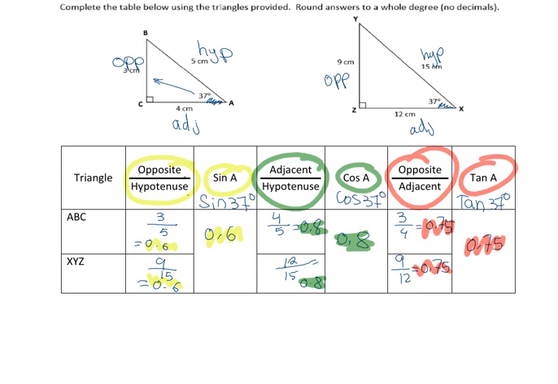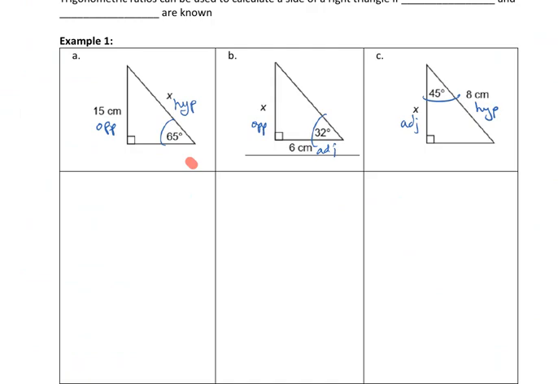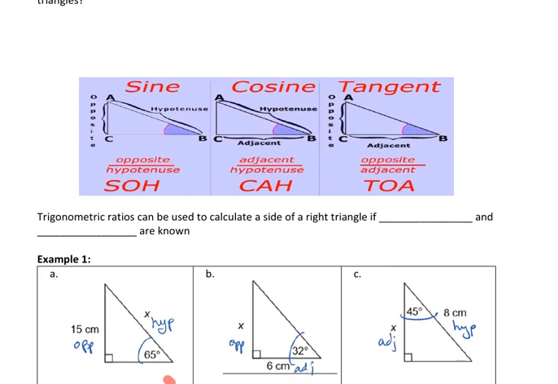So this tells you that the formulas we're going to be using are the following. Sine of the angle theta is equal to the opposite over the hypotenuse. Cosine of the angle theta is equal to adjacent over the hypotenuse. And tangent of the angle theta is equal to opposite over adjacent. They came up with an acronym to help you remember these formulas, and the acronym is SOHCAHTOA.